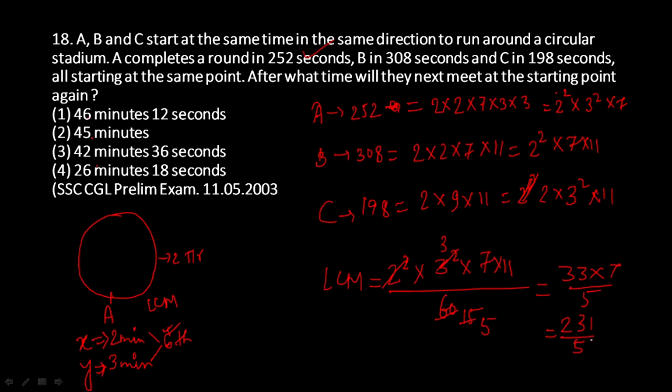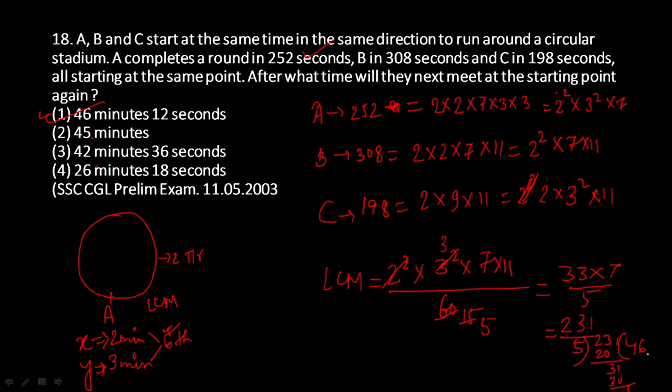So how much will it be? It is near to 5 fours. 5 fours are 20, and then 5 sixes are 30. So 46 minutes 12 seconds will be the answer. How have I done it? We have to do it like this. 5 fours are 20. It's 31, right? So 5 sixes are 30.